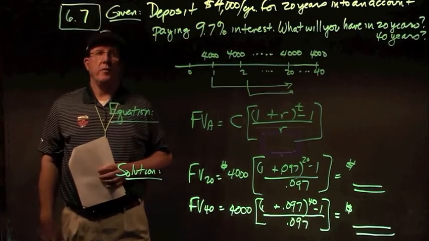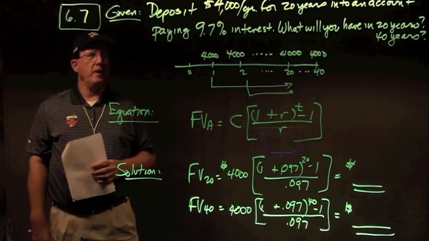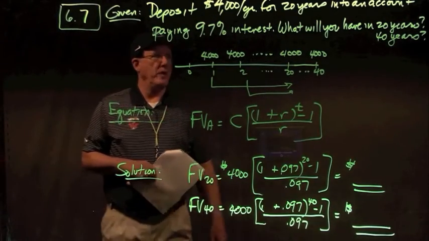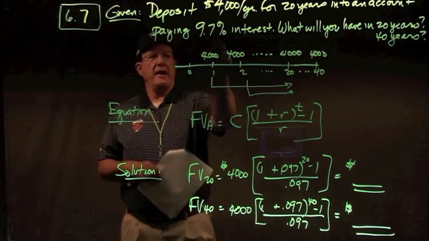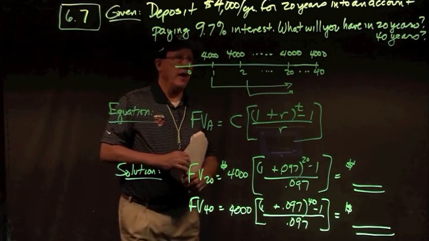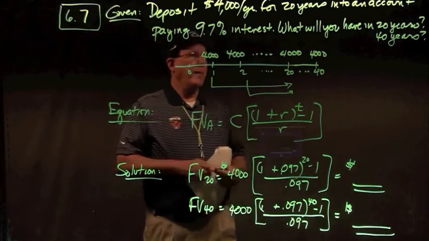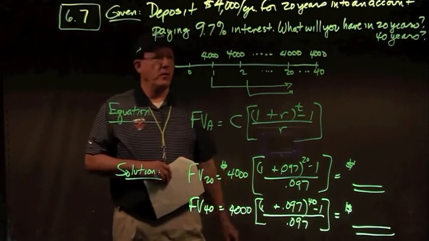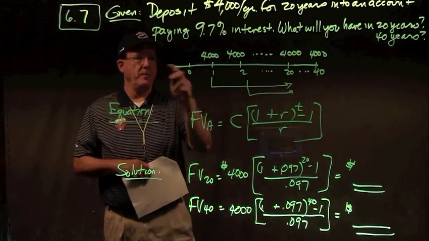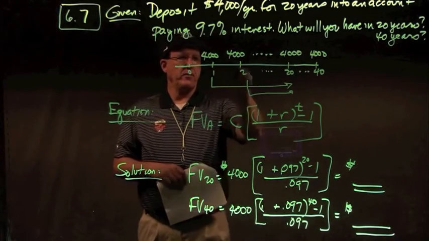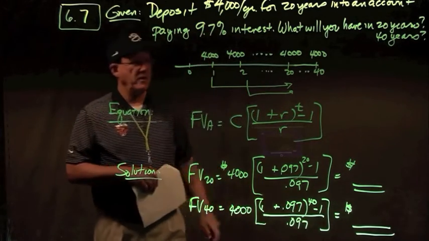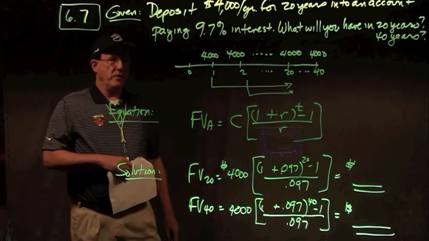For problem number 7, we have a very valuable life lesson here. What if I deposit $4,000 a year for 20 years into an account paying 9.7% interest? How much will I have in 20 years? How much will I have in 40 years? So the question again, we must ask on our timeline, do we have an annuity, 4,000, 4,000, 4,000, 4,000, 4,000, 4,000? The answer is yes.